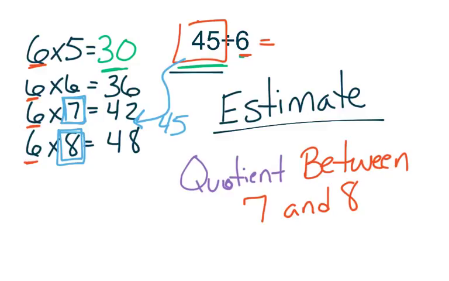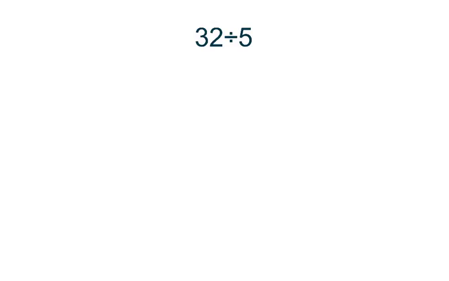Okay, let's look at our next problem. For this next problem, we're going to do the same thing. We're going to list our multiples of 5, because 5 is our divisor. Now, I could start with 5 times 1, 5 times 2, 5 times 3, but let me start with something that I know is going to get me closer to 32. I don't want to start all the way down at the beginning. I'm going to start at 5 times 5.